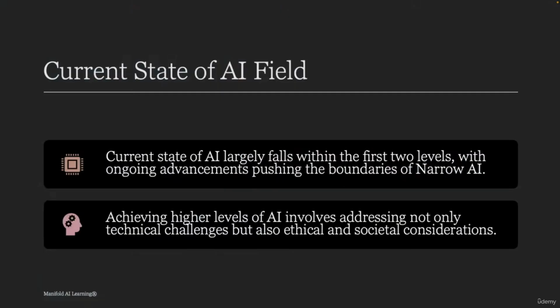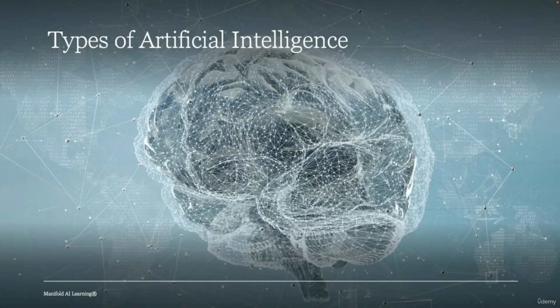So the current state of the AI field generally falls within two levels. There are obviously ongoing advancements which are going to push the boundaries of narrow AI. Whatever applications you see right now all fall under the first two levels. Achieving higher levels of AI obviously involves not only technical challenges but also ethical and societal considerations. Now that you have a brief idea about artificial intelligence, let's take a step ahead and understand the types of artificial intelligence.